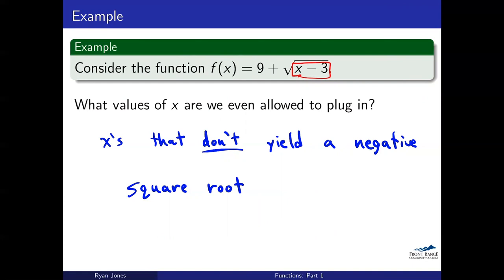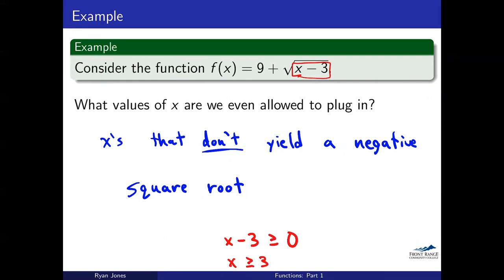And so what I'm realizing here is that x minus 3 has to be greater than or equal to 0. 0 is fine. I can take the square root of 0 and I just get 0. But that x minus 3, that part underneath the square root, has to be bigger than or equal to 0. And so what I'd say here is that x has to be bigger than or equal to 3. That's me just adding 3 to both sides here.